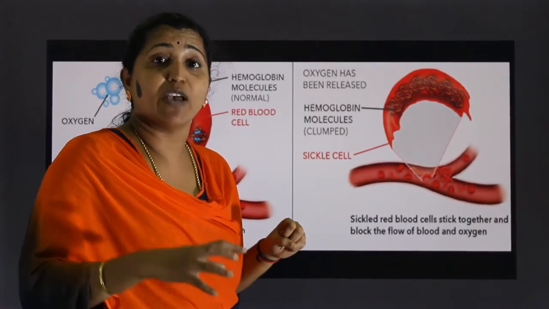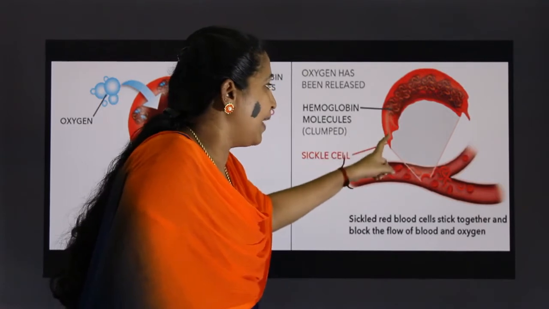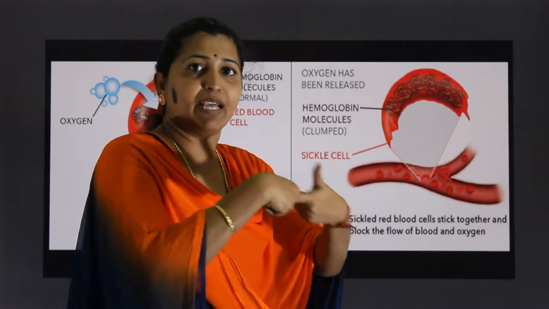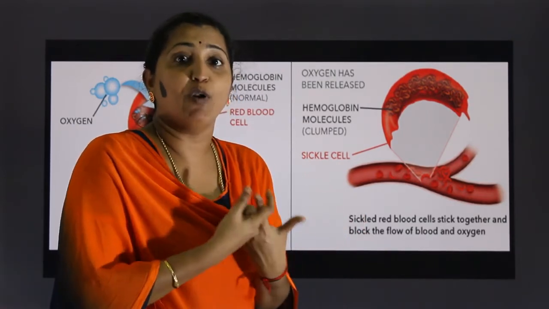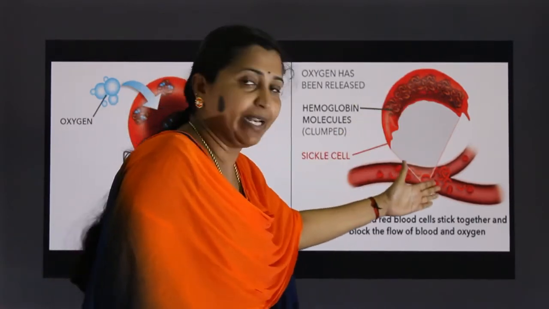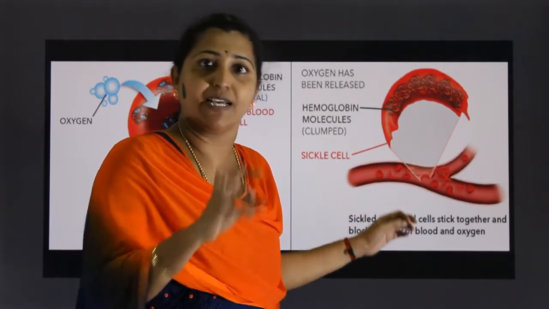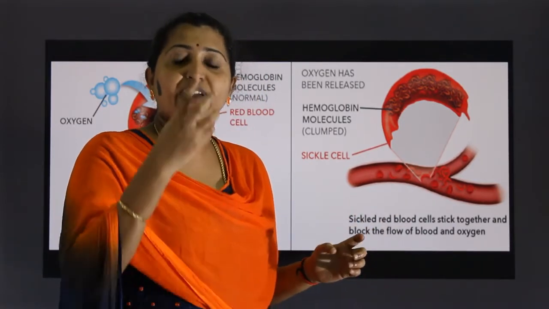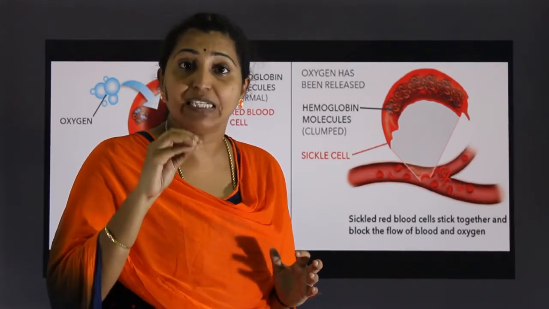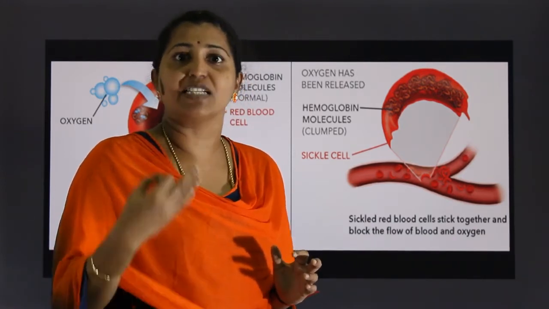Transporting also has some difficulties, because they are sickle shaped. Sickle shaped means they may clump together, and most of the time they clump together and block the blood flow. When there is a blockage in the blood flow, most of our body cells as well as organs do not get enough oxygen. That is the reason why persons with sickle cell anemia have damage to organs like the brain, heart, kidneys as well as lungs.